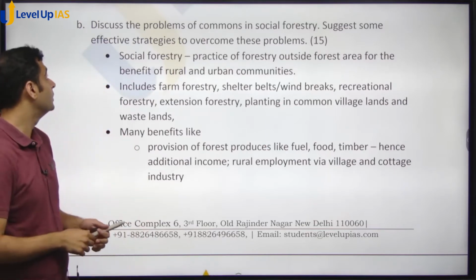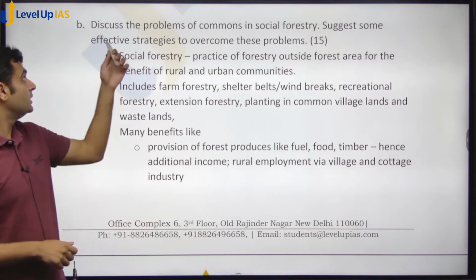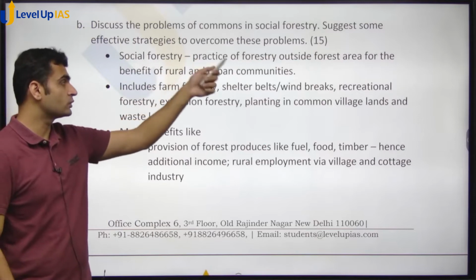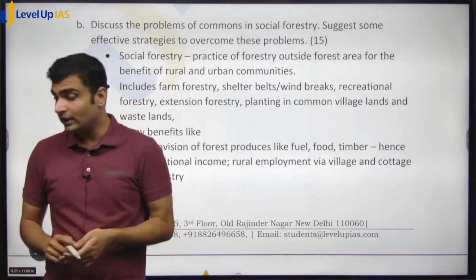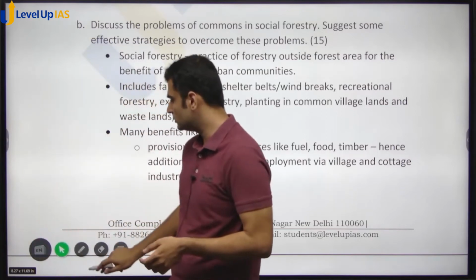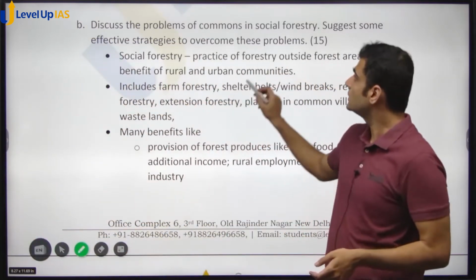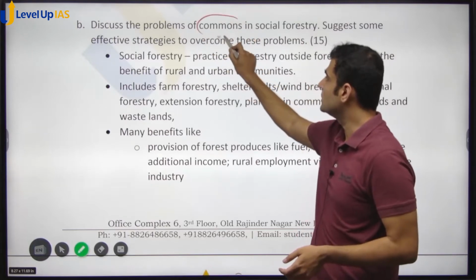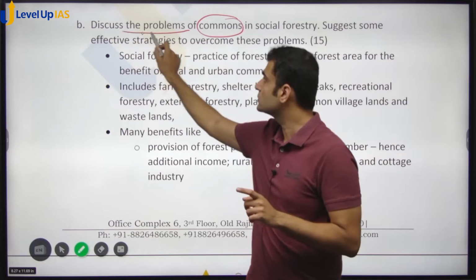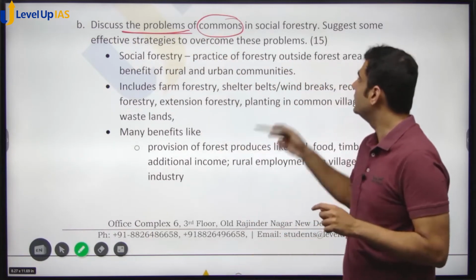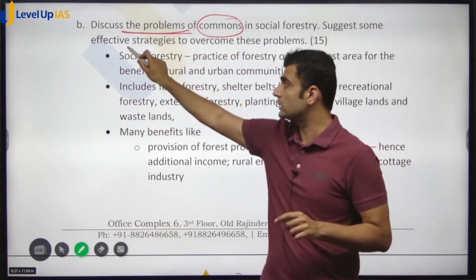Let's come to next question. Discuss the problems of commons in social forestry and suggest some effective strategies to overcome these problems. Again, this is very conceptual oriented question. You first need to know what are the commons in social forestry. One, then you can discuss the problems associated with those commons, and then you can come to effective strategies.